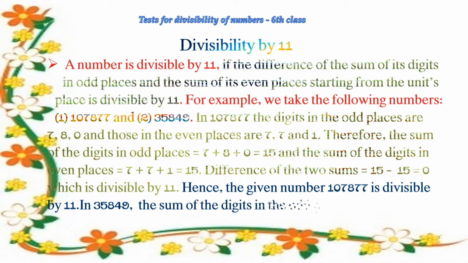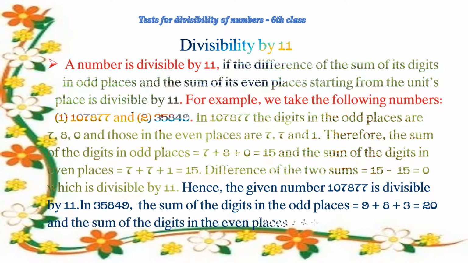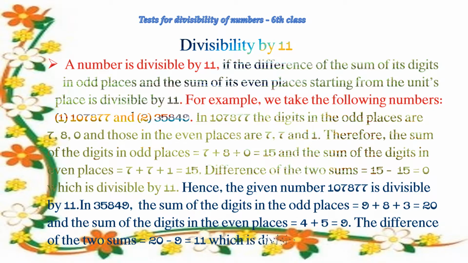In the second one, 35849, the sum of the digits in the odd places, 9 plus 8 plus 3, is equal to 20, and the sum of the digits in the even places, 4 plus 5, is equal to 9. The difference of the two sums, 20 minus 9, is equal to 11, which is divisible by 11. This is the divisibility by 11 property.